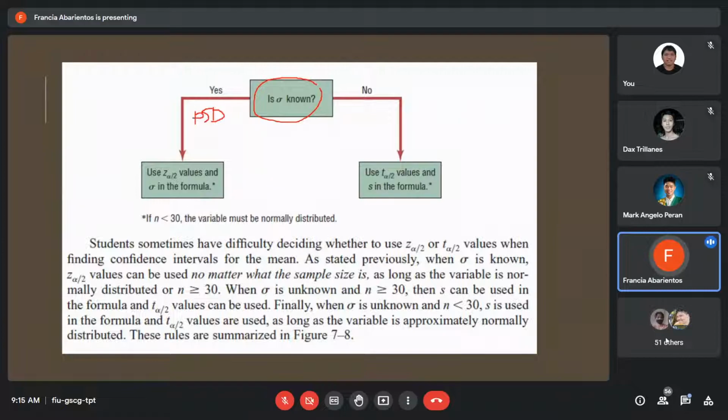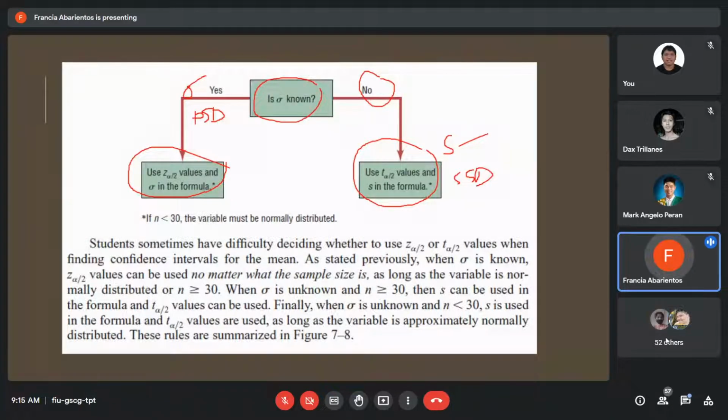Pag alam natin yon, ang gagamitin natin is si z-test or yung z-distribution. Okay. Pag hindi natin alam si population mean, ang gagamitin natin is si t-test, ayan, and the sample standard deviation. Sample standard deviation. Yun po yung gagamitin natin.